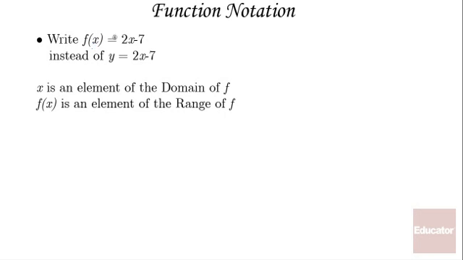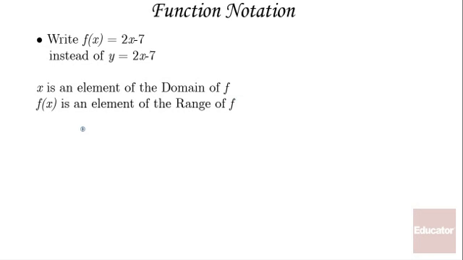So f of x can be either written this way for a function, or you can simply say y equals 2x minus 7. And the value that you get here is a function of x. In this notation, x is an element of the domain of the function, and f of x is an element of the range.